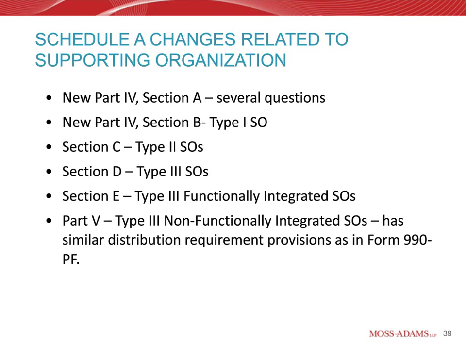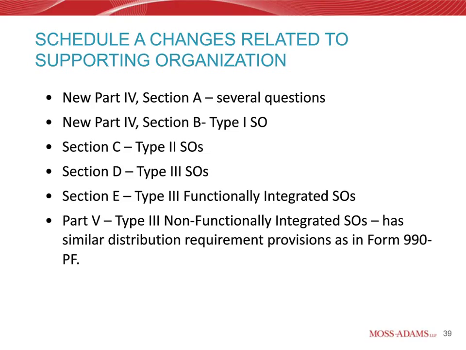A major change that happened this year is to Schedule A, and it relates to supporting organizations. They added several new parts. So Part 4, Section A is for all supporting organizations. Section B is for Type 1 supporting organization. Section C is Type 2. Section D is Type 3. And Section E is Type 3 functionally integrated.